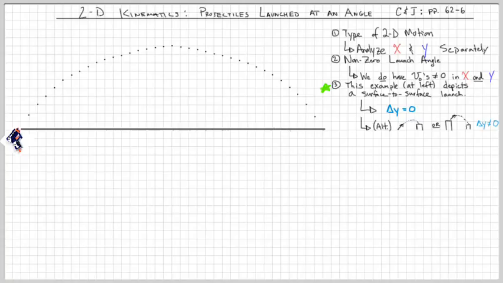This example at left, very important, depicts a surface-to-surface launch. In this case, delta y, or the overall change in the vertical position of the particle, is going to be 0, because it's landing at the same height it was launched from. Alternatively, I've drawn a couple brief sketches of what something else might look like, where you launch maybe from lower, and then at some angle it is able to go up and land at a higher target, or the opposite, you launch from a higher area and it lands at a lower target. In those cases, delta y would not be equal to 0, and the equations we're about to derive would have to be modified in order to fit that new scenario.